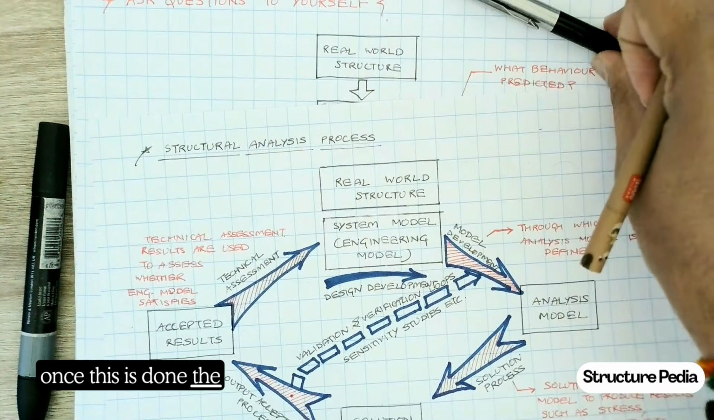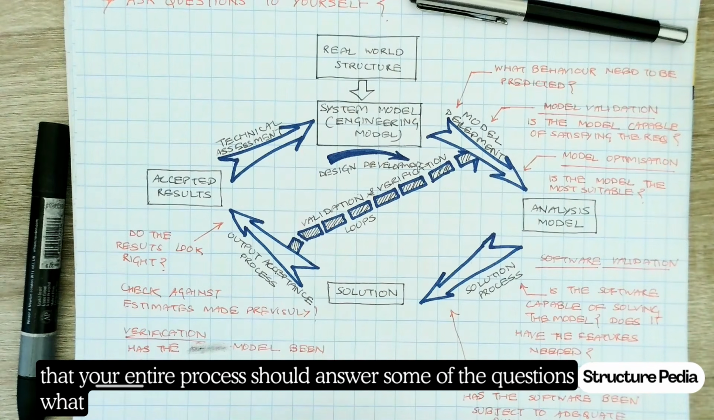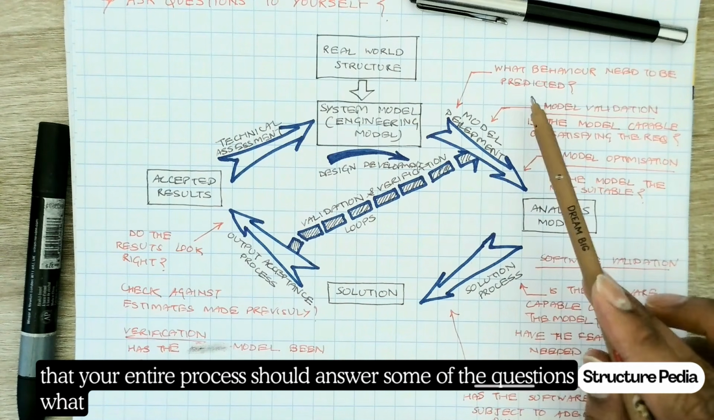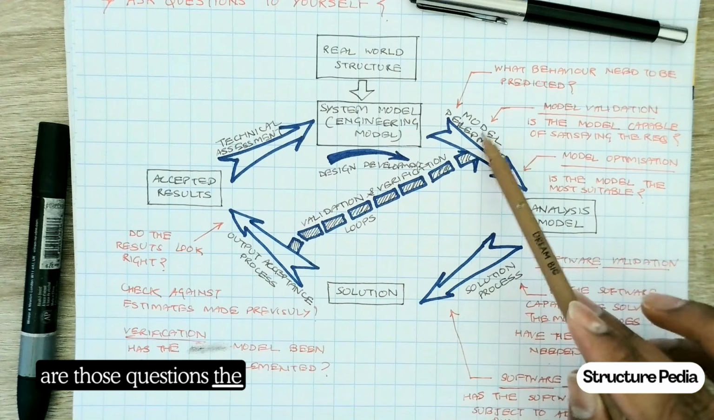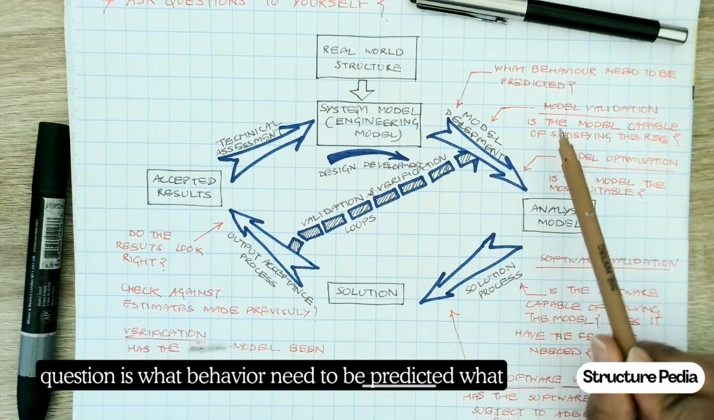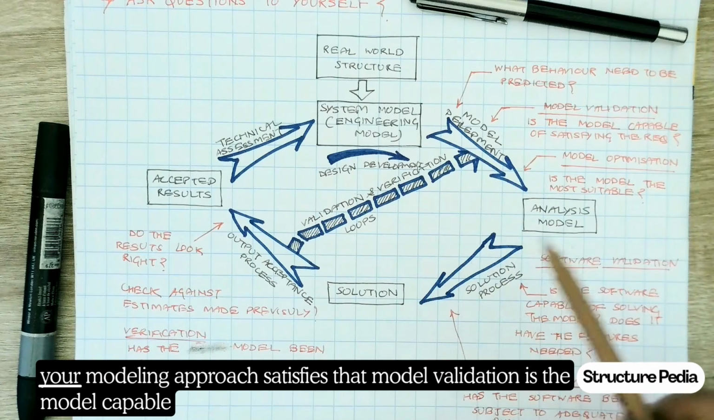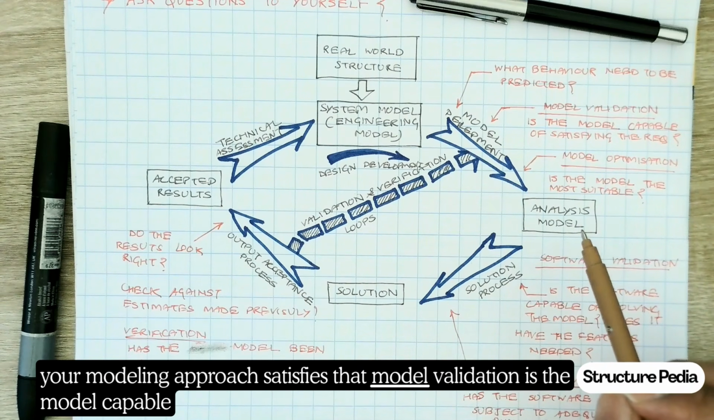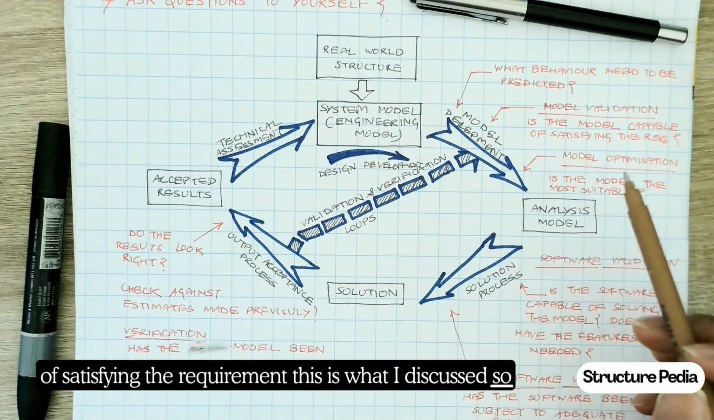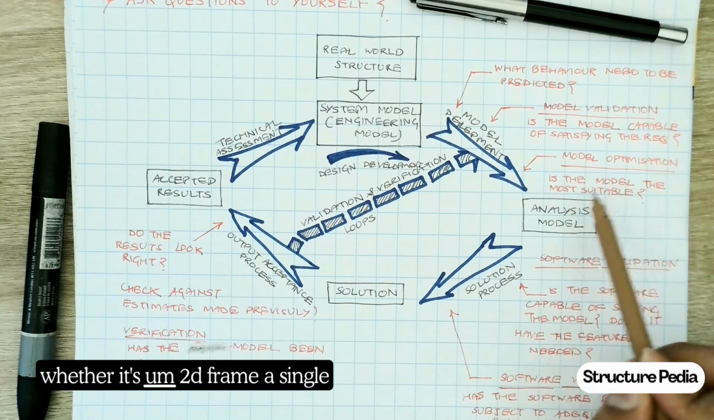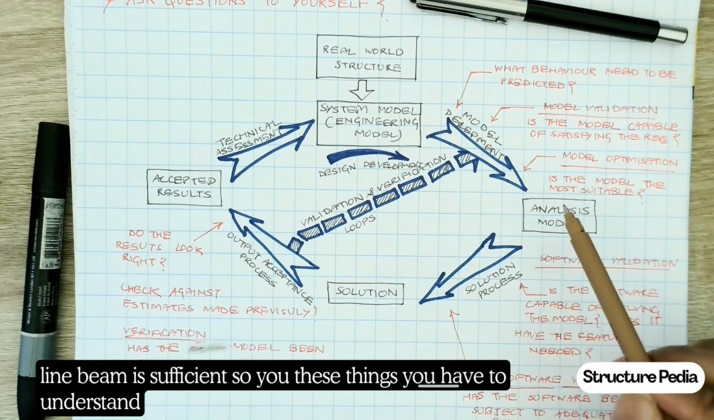Once this is done, the one thing you also need to ensure is that your entire process should answer some questions. What are those questions? The questions ask what behavior needs to be predicted, what behavior you are expecting, and whether your modeling approach satisfies that. Model validation: is the model capable of satisfying the requirement? This is what I discussed. So whether a 2D frame or a single line beam is sufficient. These things you have to understand.